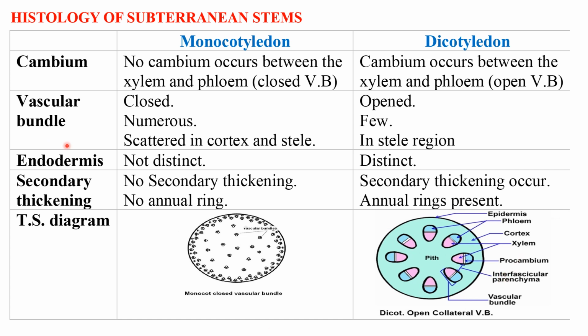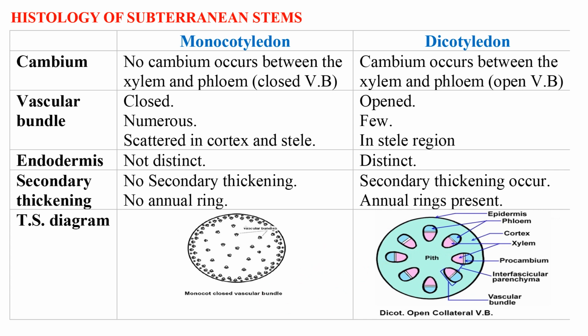The other point is endodermis. Usually in monocot it is not distinct, but in some plants it will be distinct, as we will see in ginger transverse section. And in dicotyledon, endodermis is usually distinct. Secondary thickening: as we previously said, here there is no vascular cambium, and so secondary thickening does not happen and there are no annual rings, while in dicotyledon, due to the presence of vascular cambium, secondary thickening can occur and annual rings are usually present.